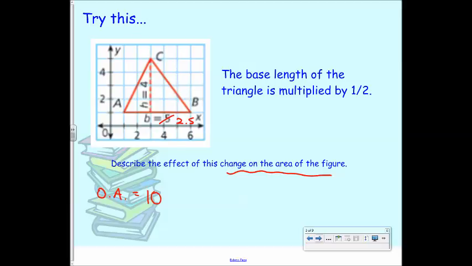So what would my new area be? Would be 5. So then if you were describing the effect, what would it be? The area was divided by 2, or the area was cut in half. Because it said the base of the triangle is multiplied by half, and 5 times 1/2 gives you 2.5.